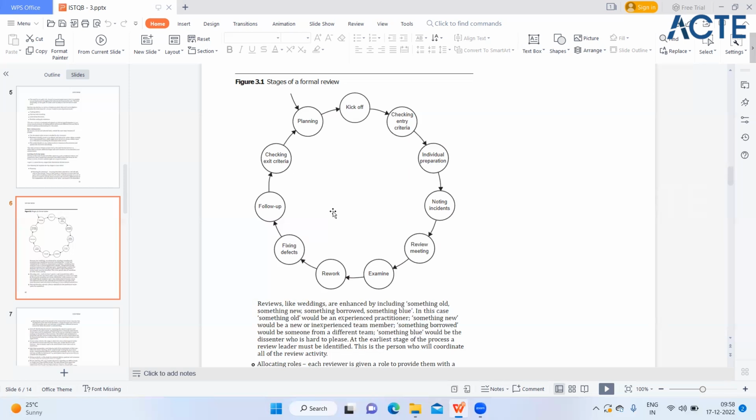The next will be, you will make the plan in your mind and then you will discuss with your family members. So this is a kind of kick-off meeting. So the second will be kick-off.